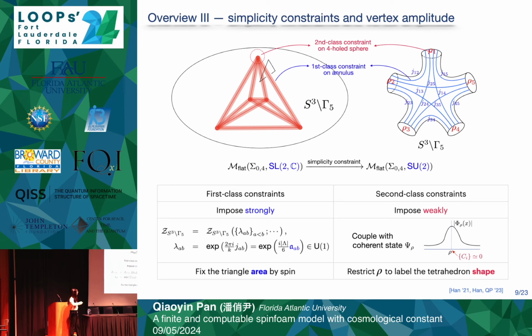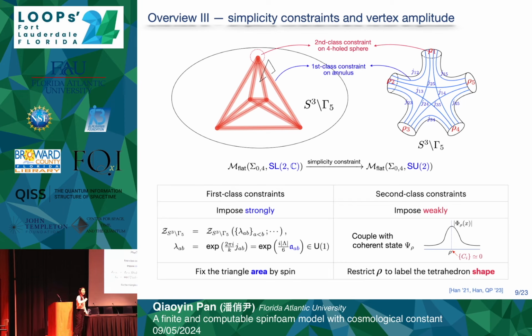Firstly, the first class constraint. These constraints are imposed on the coordinates that are localized on the annuli of the boundary of this three manifold. And when you impose this constraint, it restricts the eigenvalue lambda of the holonomy around the annulus to be given by the spin. And this spin determines the area of the triangle that is dual to the annulus, or is dual to the link of the gamma phi graph. So the triangle's area is fixed by spin after imposing the first class constraints.